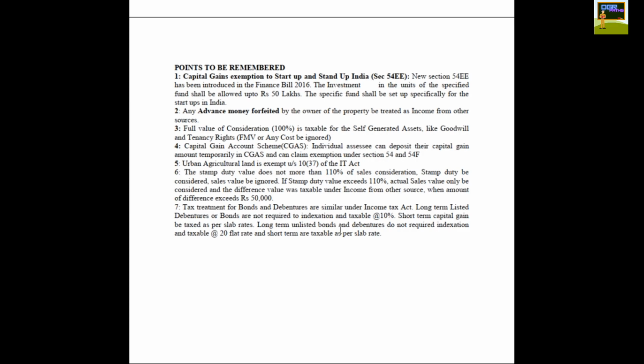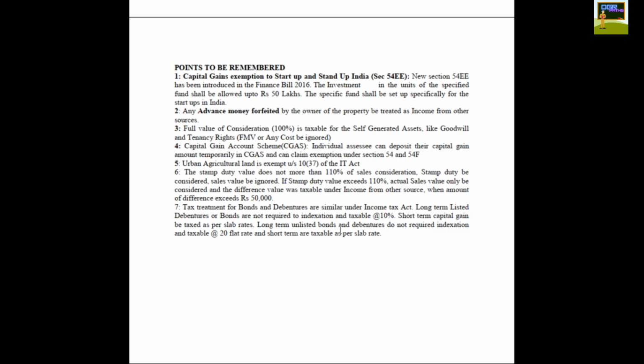Urban agricultural land is exempt under Section 10(37) of the IT Act. If the stamp duty value is not more than 110% of the sale consideration, the stamp duty value is considered and the sales value is ignored. If the stamp duty value exceeds 110%, only the actual sales value will be considered, and the difference value is taxable as income from other sources when the amount of difference exceeds rupees 50,000.